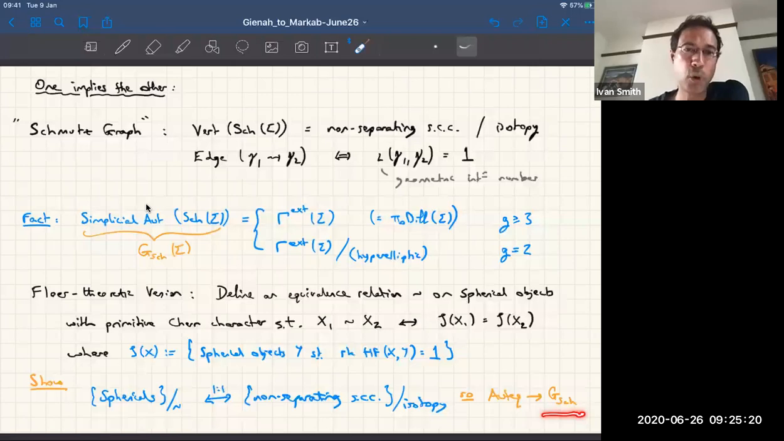And then a small amount of care dealing with orientation questions lets you really see that the image of this automorphism is the mapping class group, or lifts when the genus is 2 to the mapping class group.